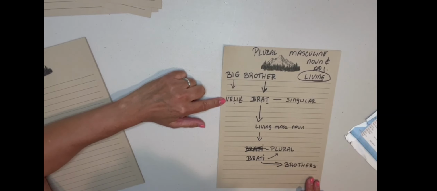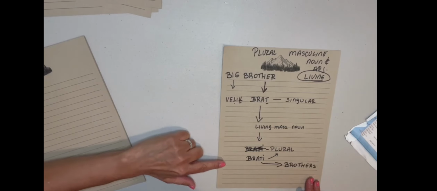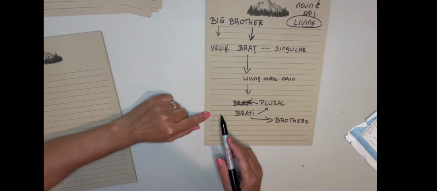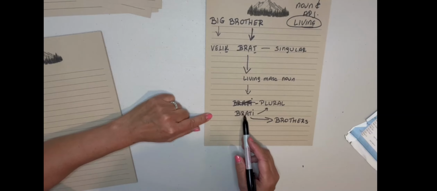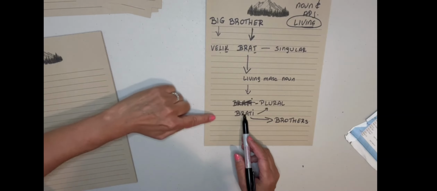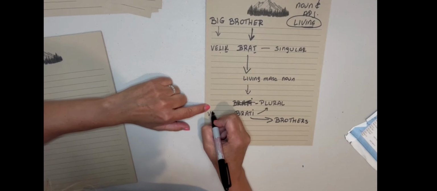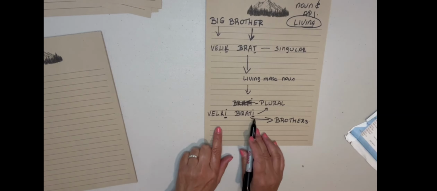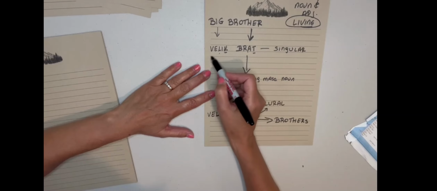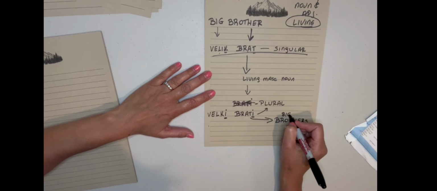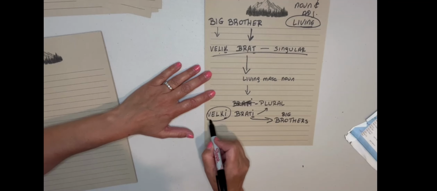Now my adjective, velik, big, also has to be masculine, and it also has to be plural, and it has to be like a living adjective. Luckily, this is very simple, and all we do is we add an I, just like with the non-masculine. So this is veliki brati. Okay. So this is my singular, velik brat, and this is my plural, big brothers. Big brothers is veliki brati.